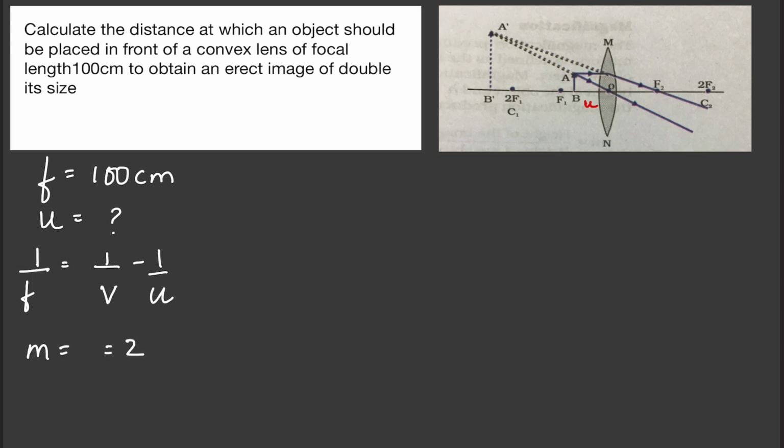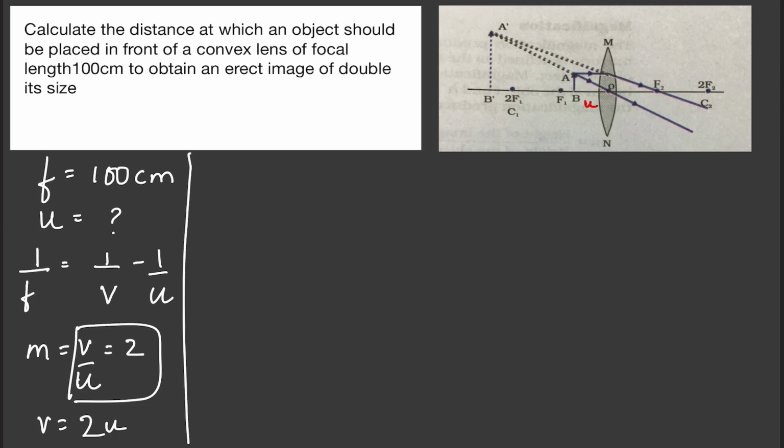Magnification is 2. Magnification is equal to v by u. This is known to us from the formula. Let us consider this. We will get v is equal to 2u. Let us substitute v is equal to 2u in the lens formula. That is 1 by f is equal to 1 by 2u minus 1 by u.